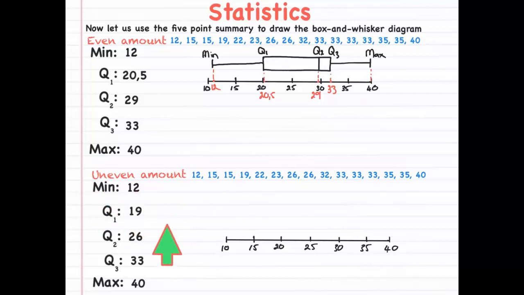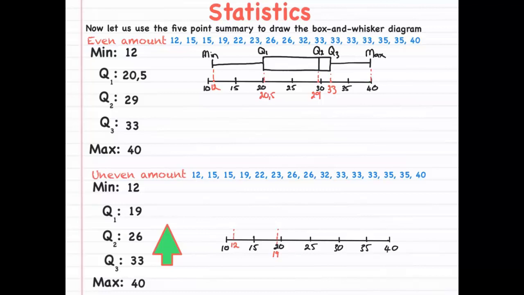Okay, so after that we go and plot our minimum, and look what I do. I start at our minimum, which is just after the 10, and I go up a few lines like this with a dotted line, and I can already write here that my minimum is 12. Okay, then Q1, which is 19, it will just be in front of the 20, and because I don't have space to write it, I'm just going to write it there as 19.